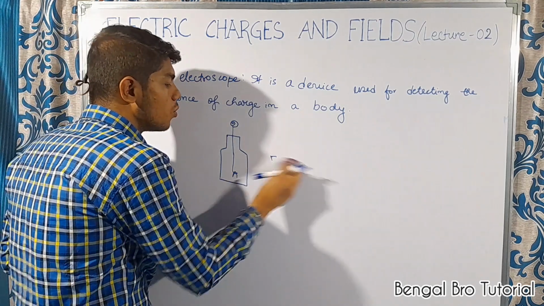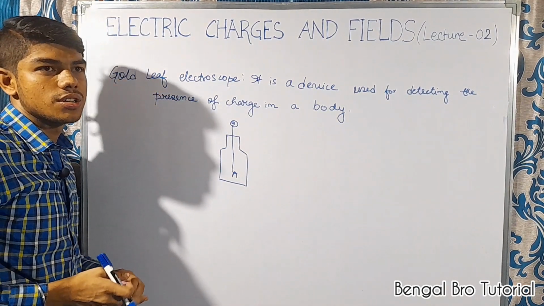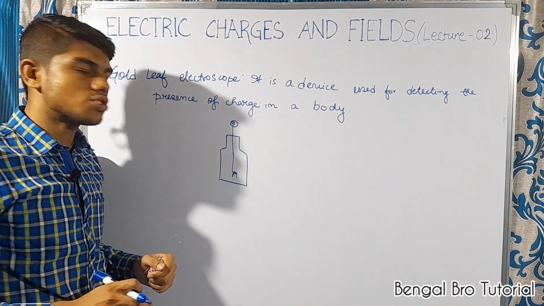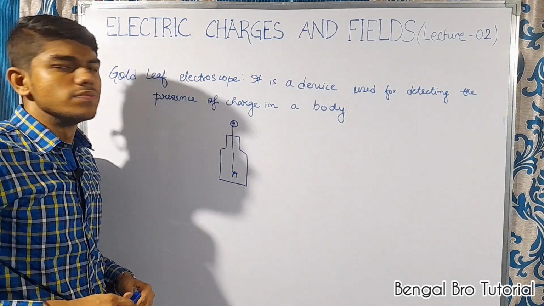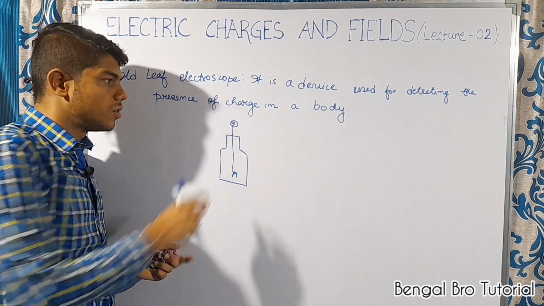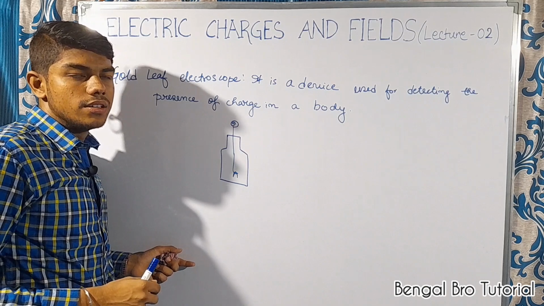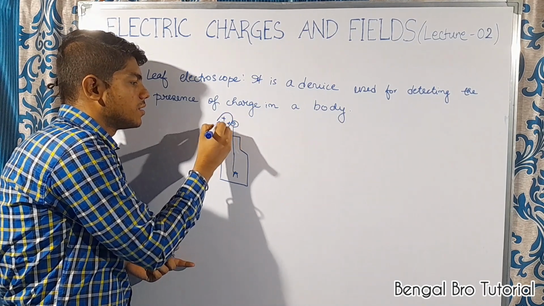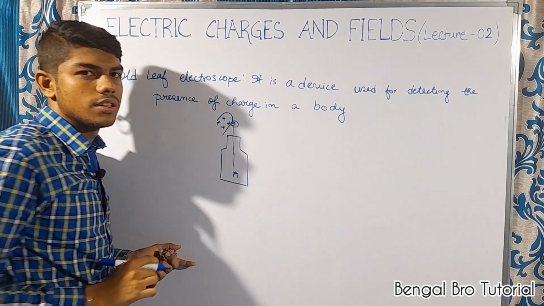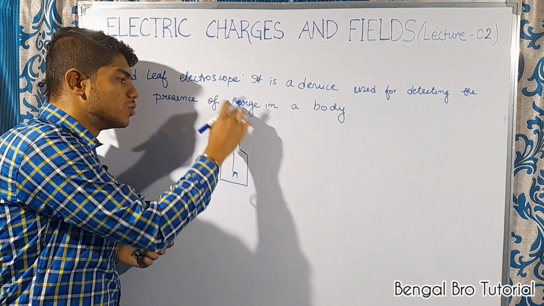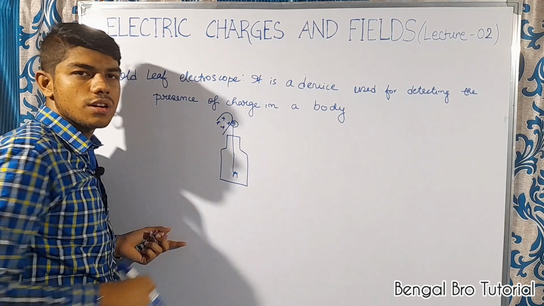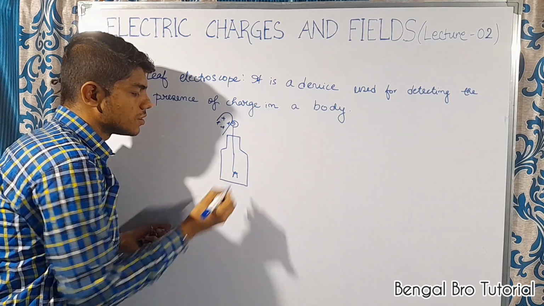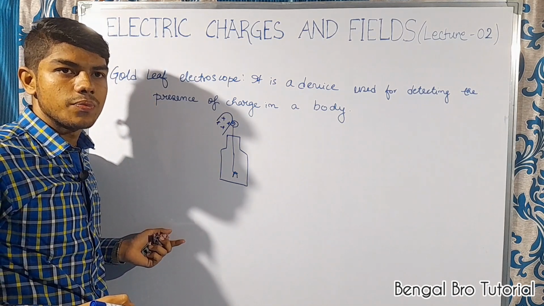So now, how can we detect the presence of charge in a body? By this apparatus. You have to bring the charged body in contact with this upper end, this knob-like thing. Then what will happen? Say this is a charged body that I have brought in contact. Then charges will flow through this rod, because this rod is a conducting rod, and finally it will reach the leaves at the lower end.